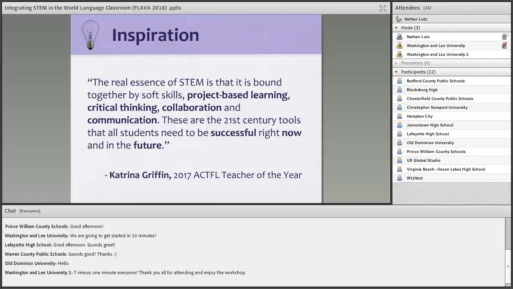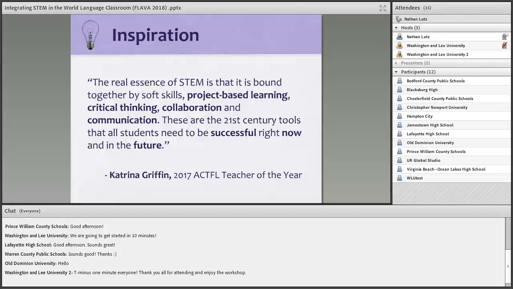I always like to start off with a quote, and I take this from Katrina Griffin, the 2017 ACTFL Teacher of the Year, a teacher from Maryland. So many of you in the FLAVA organization may know of her, coming from a neighboring state. She came and spoke at the NELL Summer Institute last summer, whose theme was completely devoted to problem solving and STEM as it relates to early language learning. And this was a quote that she said during her talk.